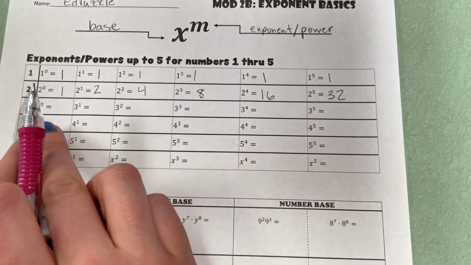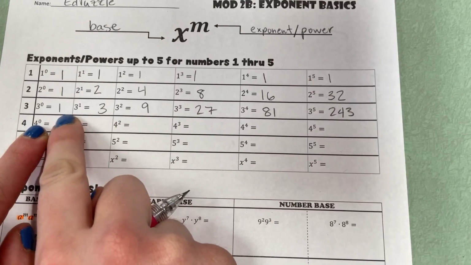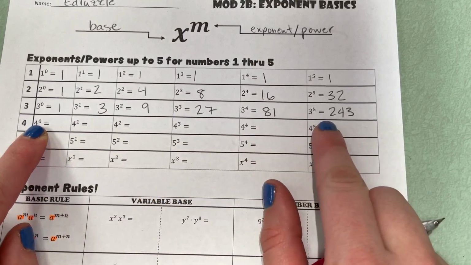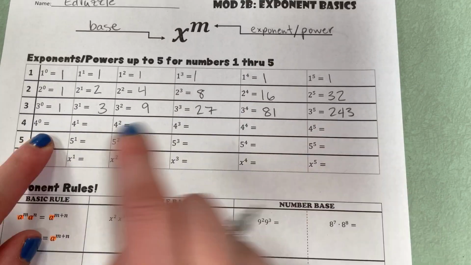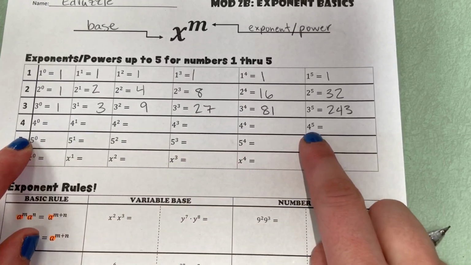Now let's go to 3. I want you guys to do all the 3's for me real quick. All right, so we start with 1, 3, 9, 27, 81, and 243. All right, now let's do the 4's. So start with 4 to the 0 and go all the way to 4 to the 5th.